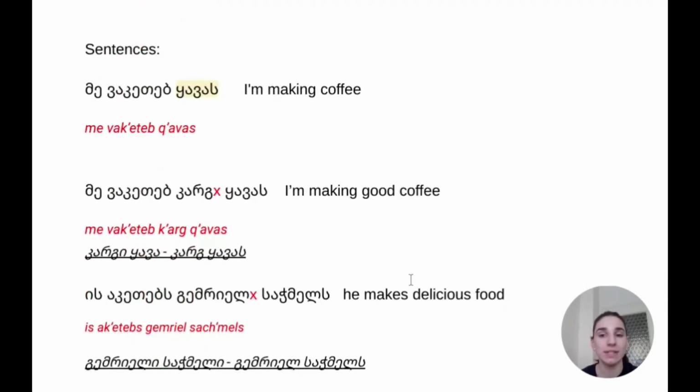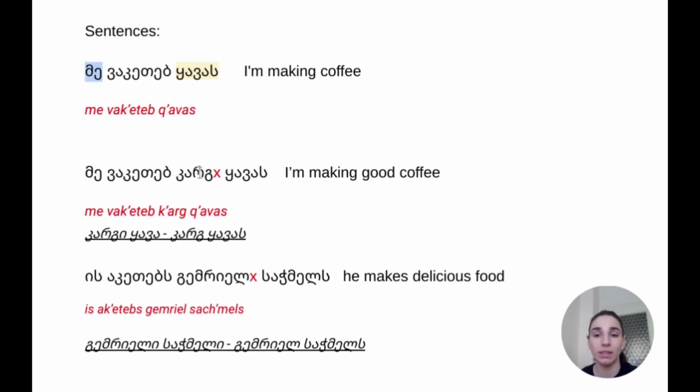Okay, now let's see some sentences. მე ვაკეთებ ყავას. I'm making coffee. მე ვაკეთებ ყავას. ყავა is in dative case. Here it is. How do we use that dative case? I am the object of making qava, right? Of making coffee. I'm the subject of making coffee. Me, right? Me is in nominative case, okay? Vaketeb, first person, okay? Qava becomes qavas because this is the object of my action. Me vaketeb qavas.